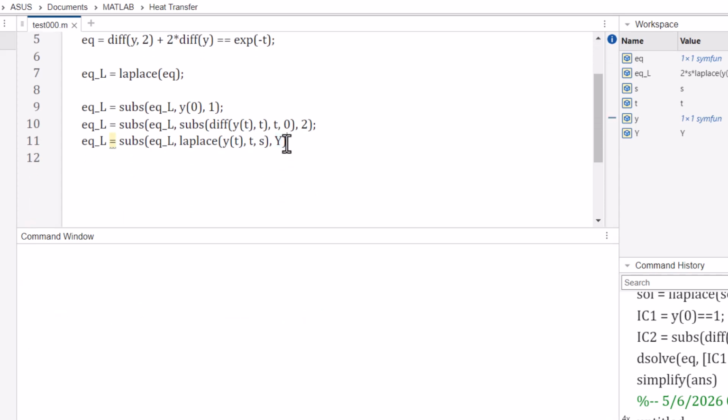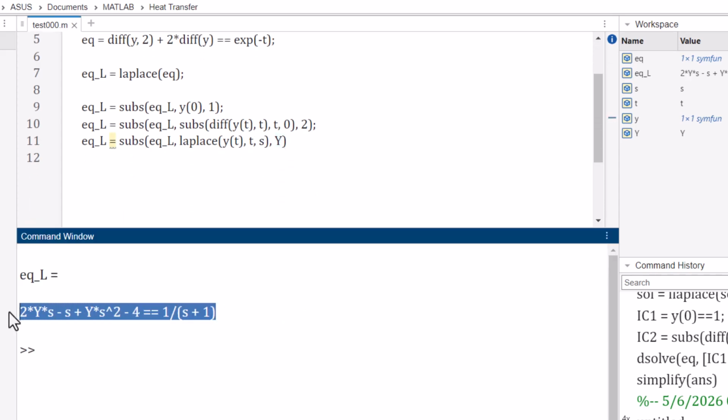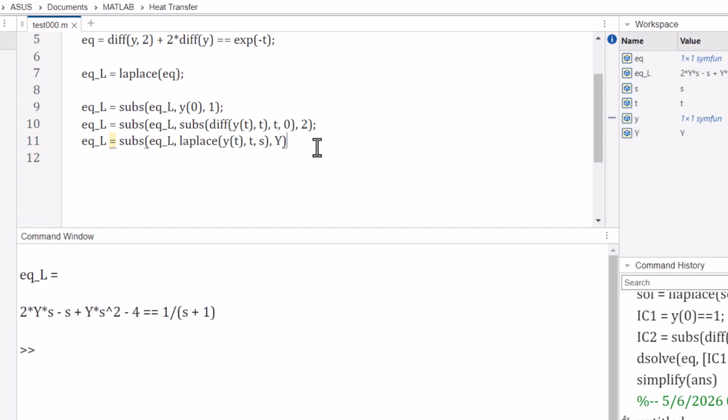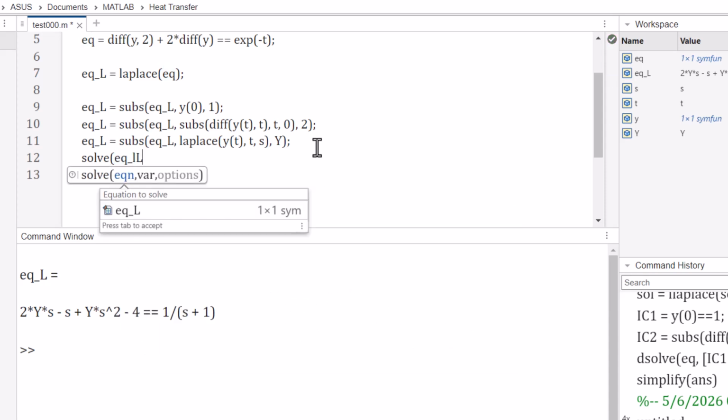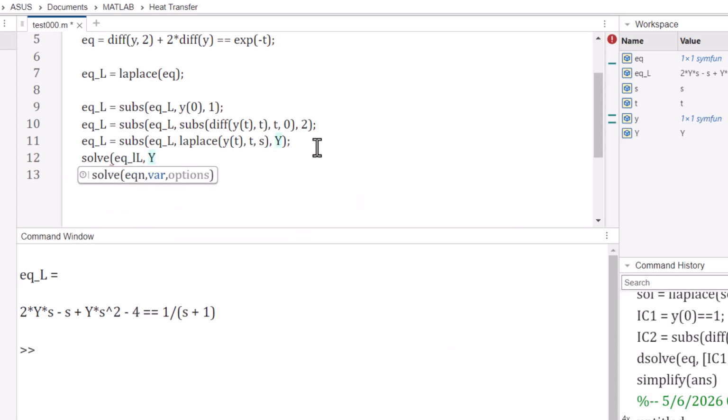So I run the code and you can see it has become much, much simpler. And this is the general idea behind Laplace transforms. We are taking a differential equation into the Laplace domain in order to make it an algebraic equation. Now I can easily solve this equation with respect to Y.